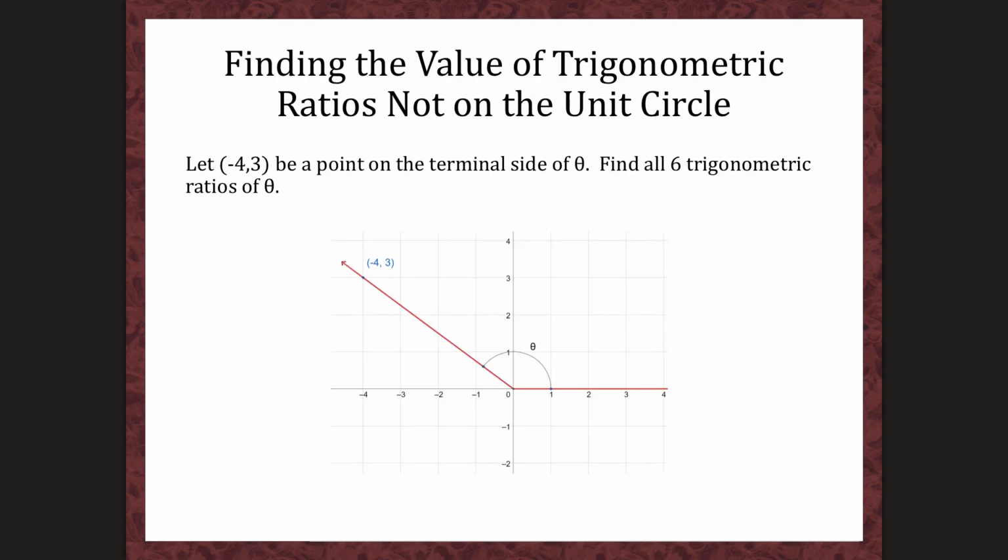Now let's try to find all 6 trigonometric ratios for the angle theta that is neither an acute angle in a right triangle nor an angle found on the unit circle. We know the terminal side of this angle passes through the point (-4, 3). We also know we could potentially use a reference angle to calculate the trig ratios, but we need to find the distance from the origin to the point (-4, 3) in order to find all 6 trig ratios.